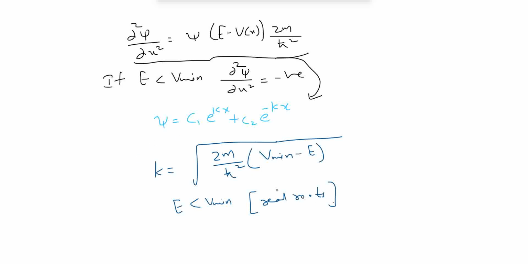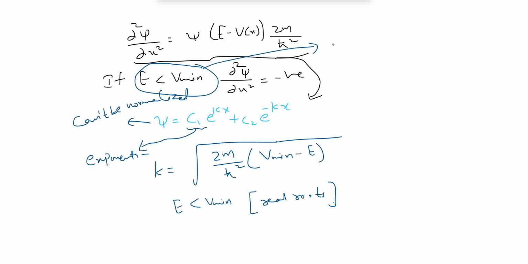And when we have a real root here, this will be exponential. And when this is exponential, psi can't be normalized. This is a physically not realizable system because psi cannot be realized. Hence, this is not possible. So E is always greater than V minimum.